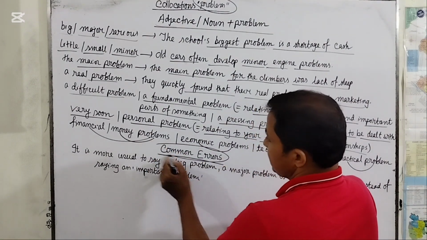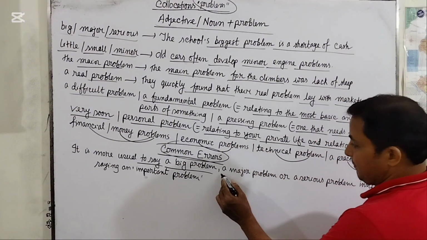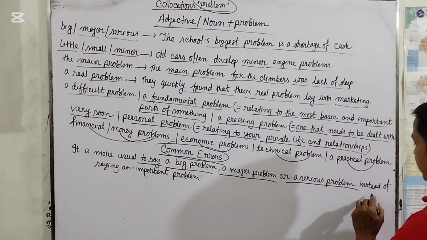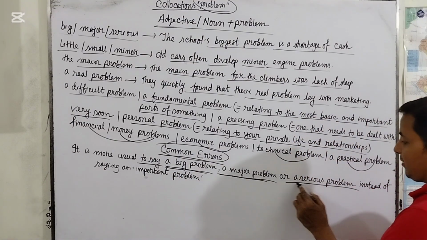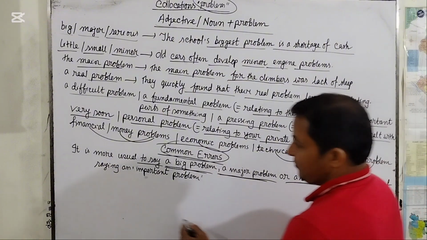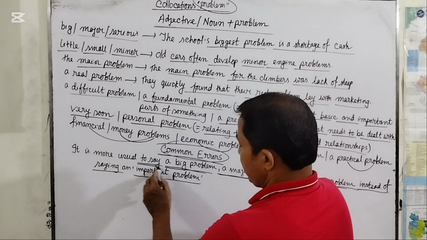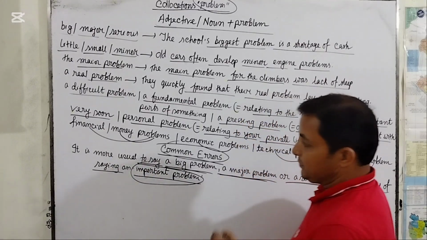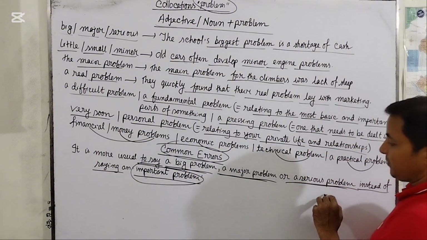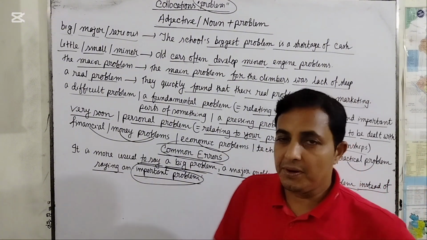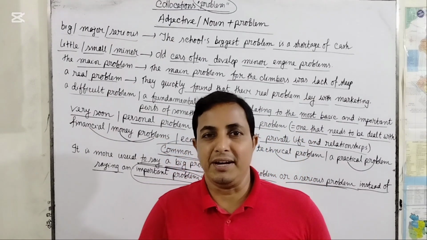Common errors. It's more usual to say big problem, major problem, serious problem, instead of saying an important problem. But we love to use important problem, but we can use big problem, major problem, or serious problem instead of these words. So we have faced different kinds of problems in our life.